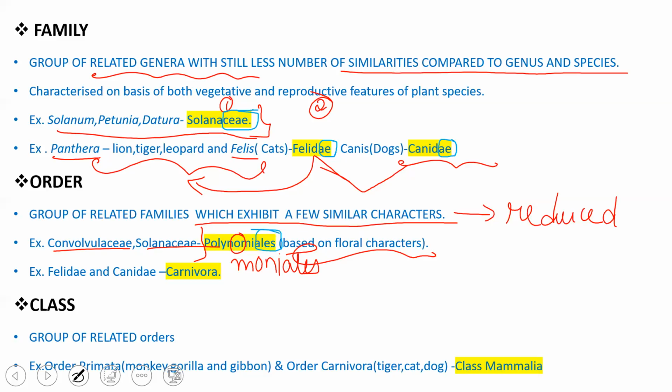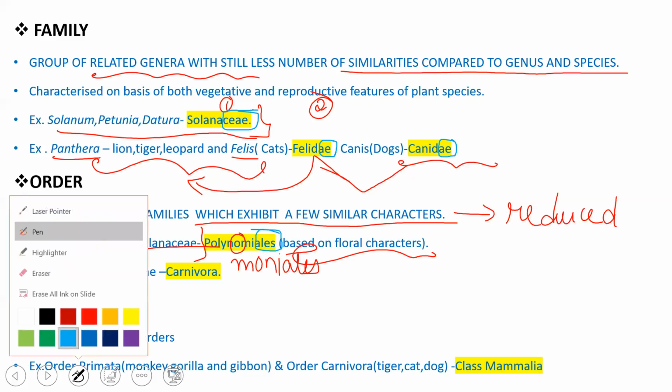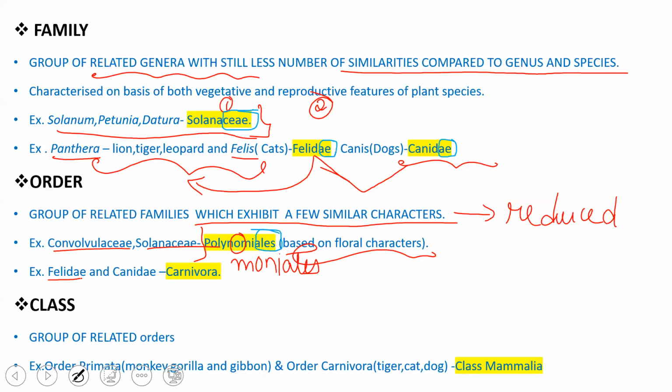So let's look into the families which belong to the order Carnivora. The family Felidae, that is the cat family, and the family Canidae belong to one single order called Carnivora. So Carnivora is an order, whereas in the case of humans, we belong to the order Primata. So the order goes on changing from one group of organisms to another. This is regarding the order. I hope it is clear to you.